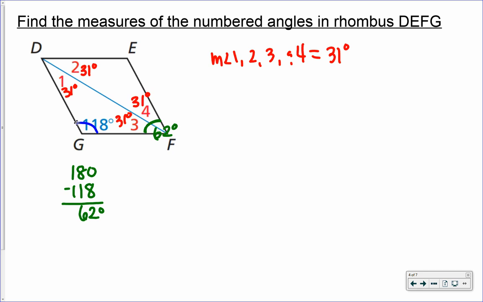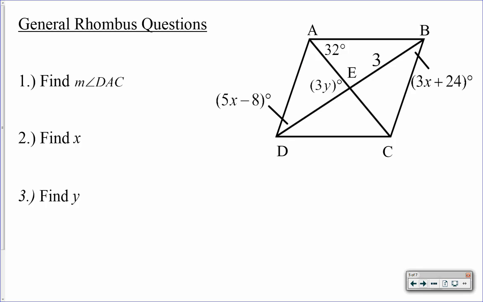All right, let's look at another problem. This one is just general rhombus questions. The first one says, find the measure of angle DAC. Well, DAC is right here. And if we look, we have the measure of the angle right next to it. And we know that those diagonals bisect those angles into 2 equal parts, so we know that this is also 32 degrees. So that one's really easy.